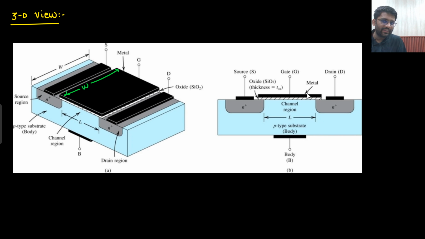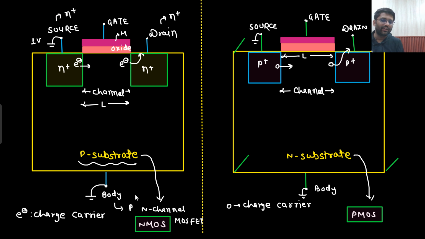This structure we have already seen: metal, oxide, semiconductor, then this is the N plus region, this is called the source, this is called the drain, this is your channel region, and this is your p-type substrate. We either call it body or substrate. You can call it p substrate or p body, or N substrate or N body; this terminal is known as body.